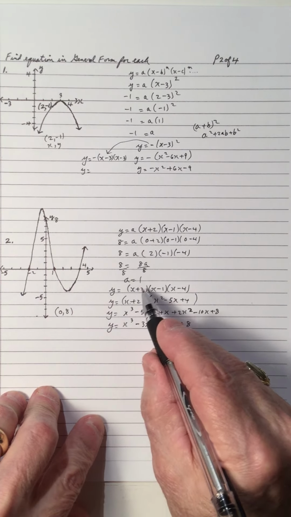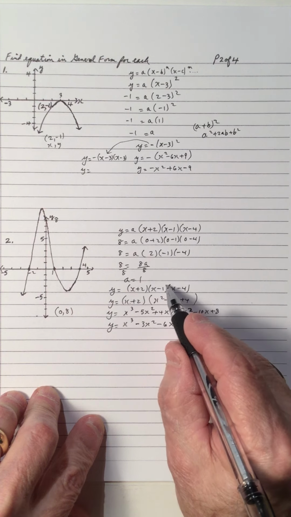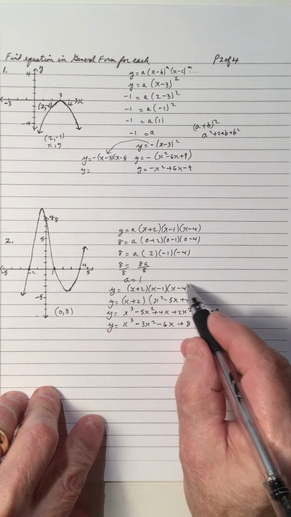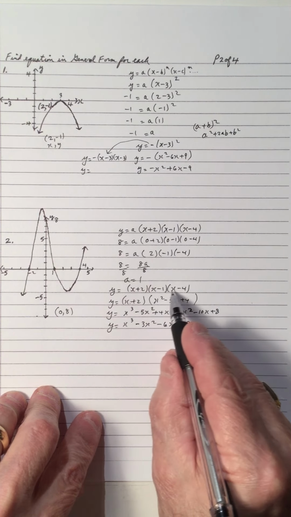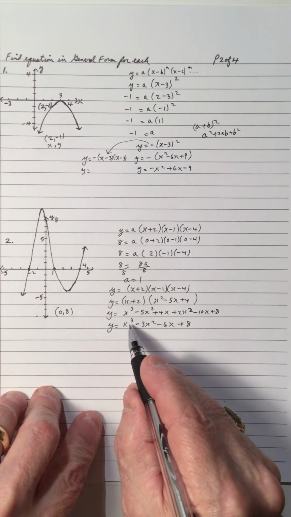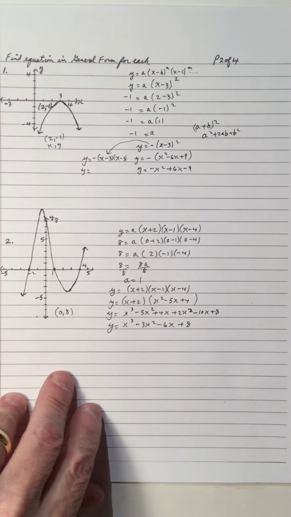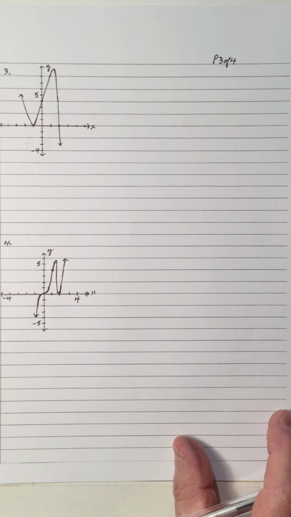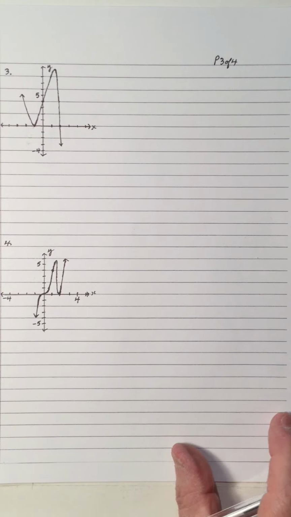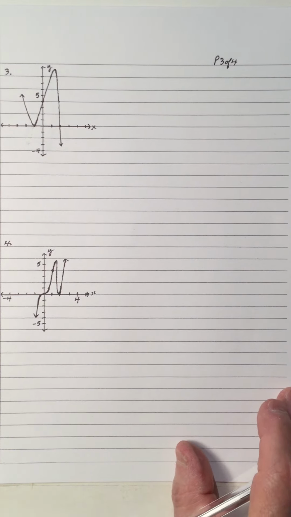Remember, this is a cubic because the degree is 1, a 1, and a 1. So the degree is 1 plus 1 plus 1 is 3. So when you multiply all that out, you get a leading power of 3, which means it's a cubic. Okay, let's continue and do a few more. Don't forget to pause the video and work these out.